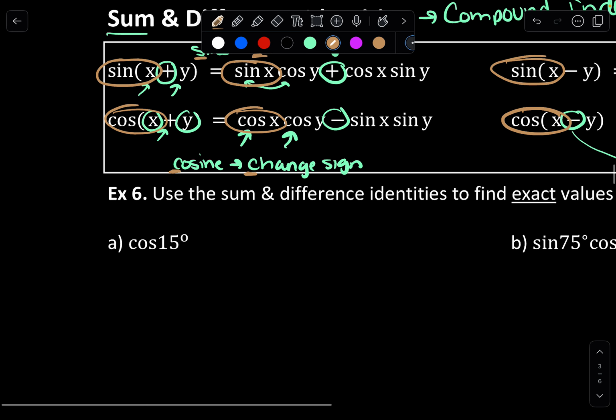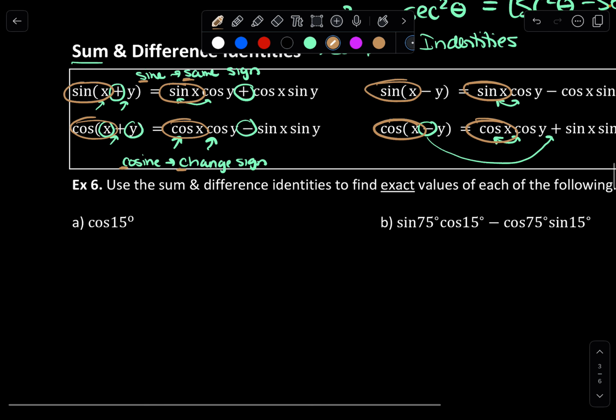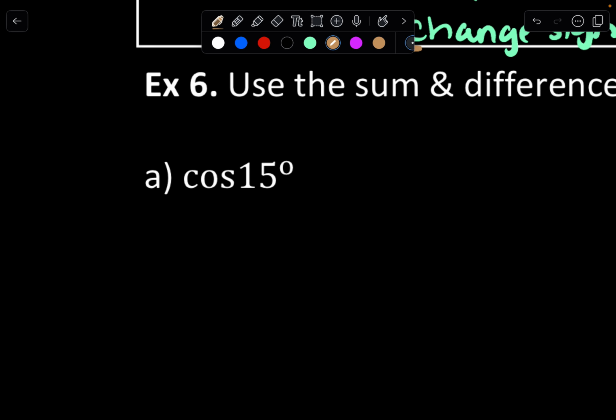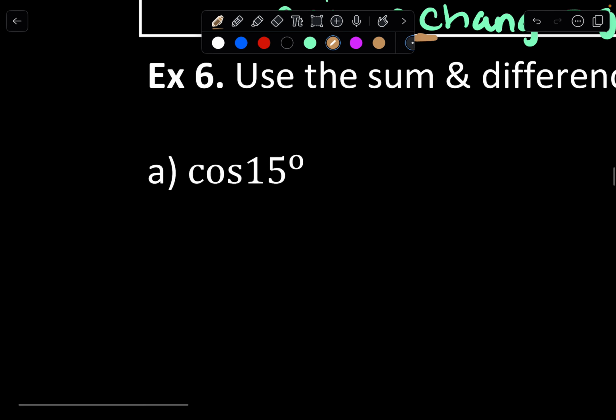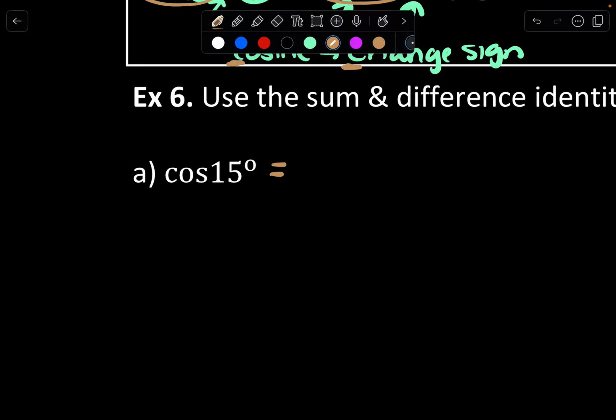So how do we use this? The instructions say use the sum and difference identities to find exact values of each of the following. So I see cosine of 15 degrees. 15 degrees is not a standard angle on the unit circle, right? Therefore, we can't evaluate this and get an exact answer. So I want to use two angles that will basically create 15. So what two numbers, whether I take the sum or the difference, create 15?